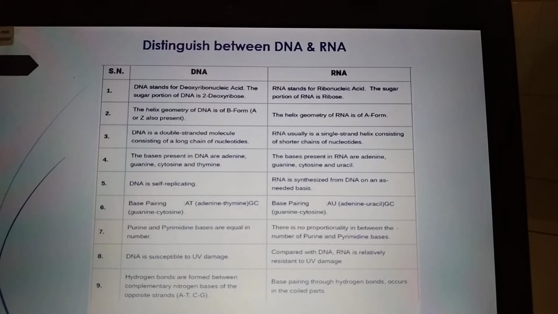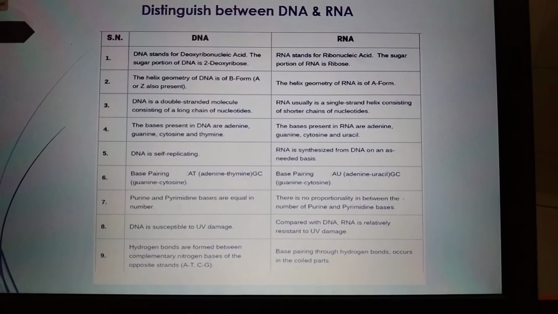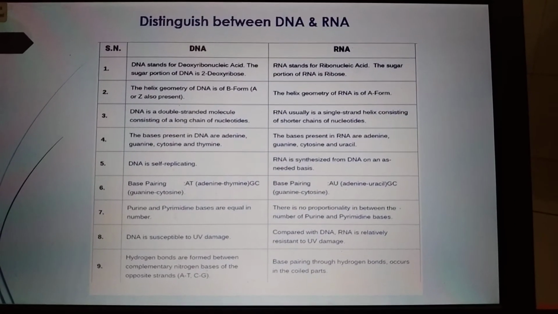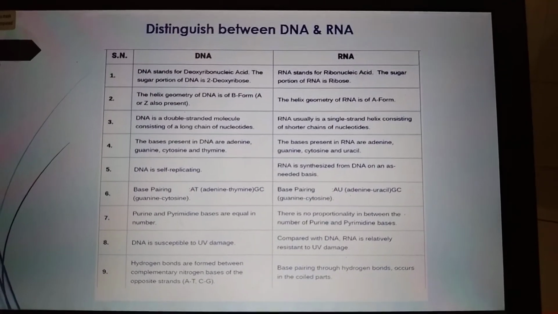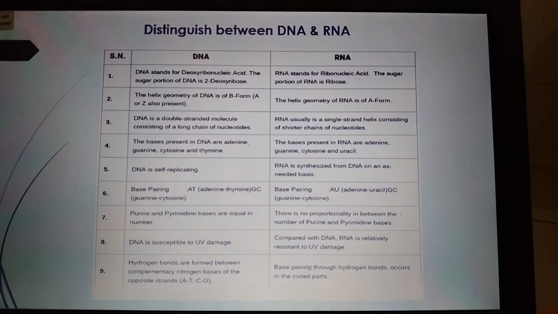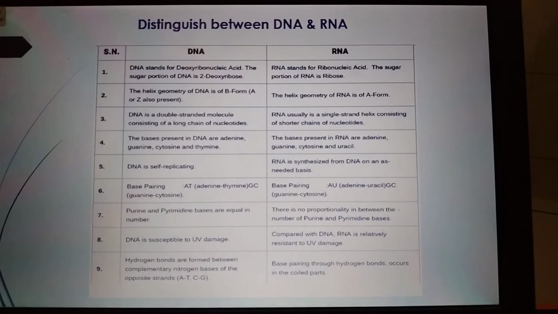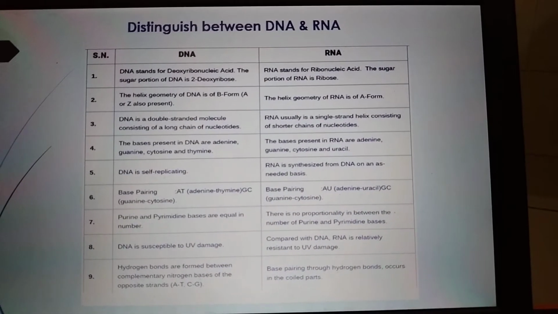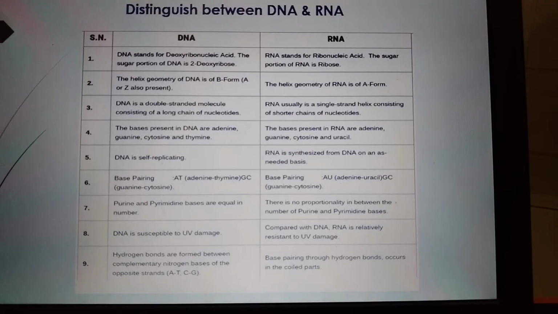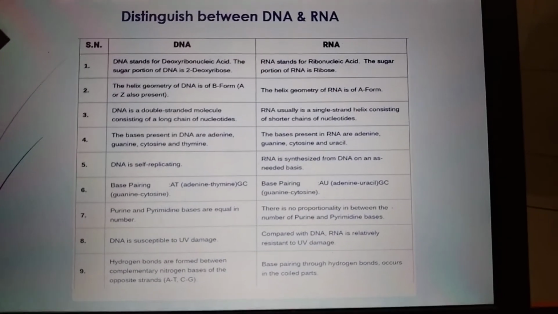Then the most important part: DNA consists of the bases adenine, guanine, cytosine and thymine. Only in the case of RNA, thymine is replaced by uracil. The nitrogen bases are connected together with the help of hydrogen bonds. So there are 9 points; you can learn any 5 to 6 points.